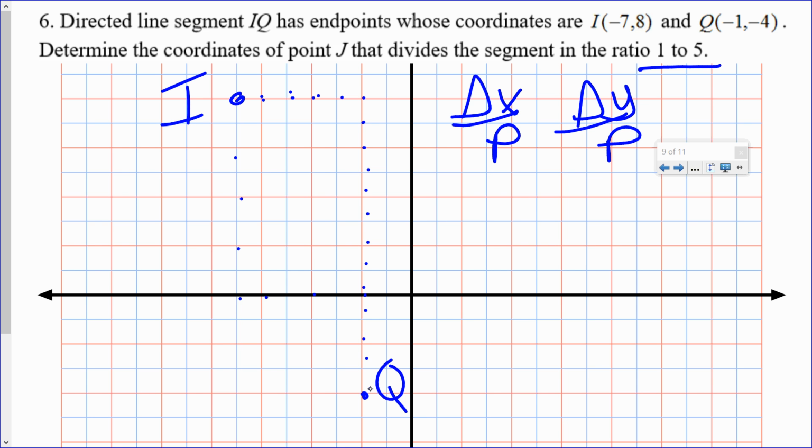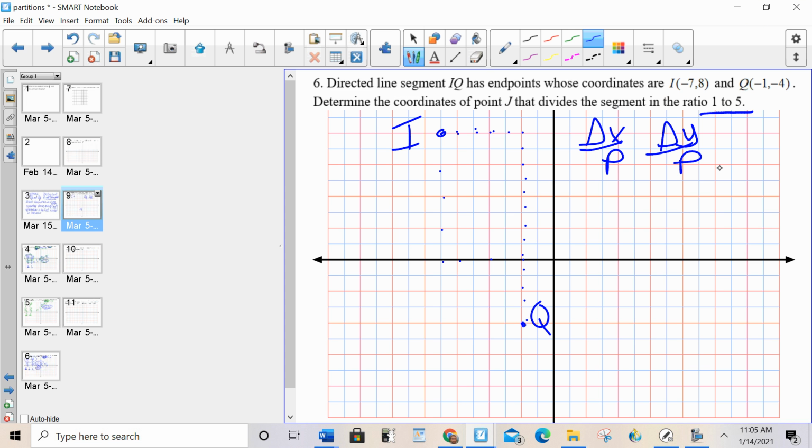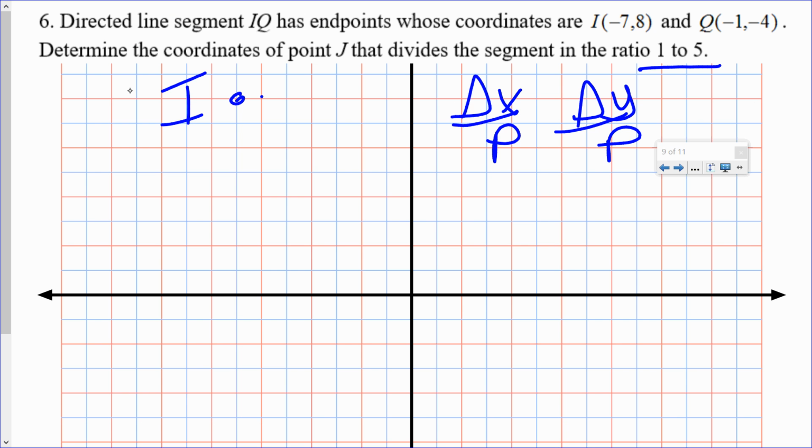Oh, I plotted Q wrong. My mistake. Let's do that again. Something didn't seem right there. Q is (-1, -4). I think I plotted (-2, -4). All right, so let's try that again.